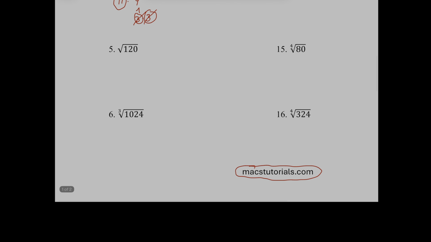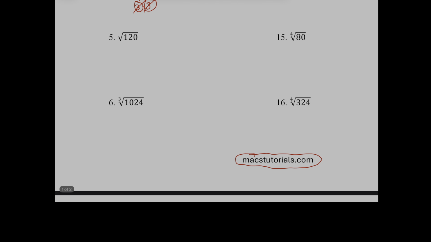Number 5, okay, different ways you can do this. Let's go ahead and go 12 times 10. I'm going to break 12 down into 4 times 3, and I'm going to make 4 2 times 2. I'm going to make 10 a 5 times 2. Now, you could also just recognize right away that the square root of 4 is going to be 2. But sometimes, especially if you're doing cube roots and fourth roots and things like that, you should really break them down to their primes.